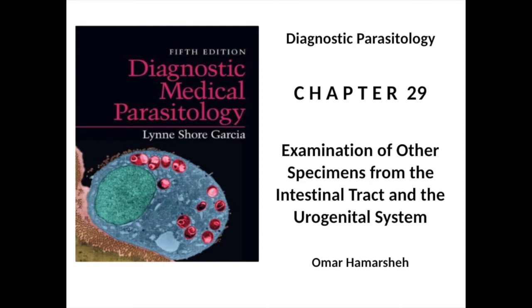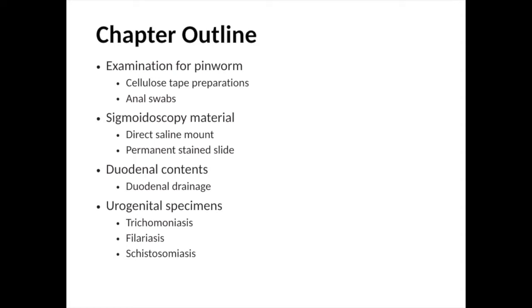Chapter 29: Examination of other specimens from the intestinal tract and the urogenital system. The outline of this chapter includes examination of pinworm, sigmoidoscopy material, duodenal contents, and urogenital specimens.